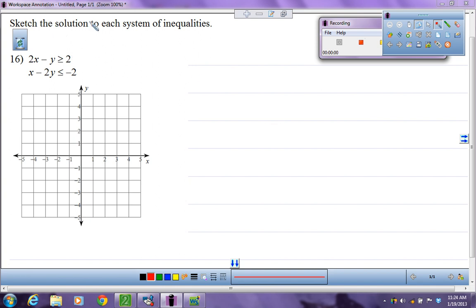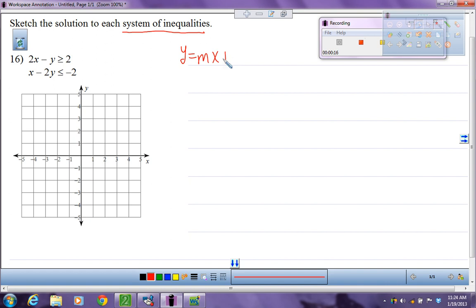Here we have to sketch the solution to each system of inequalities. A little bit different than linear equations. This is inequalities. But you can still follow the model, right? Just that in this case, you have an inequality. Okay.